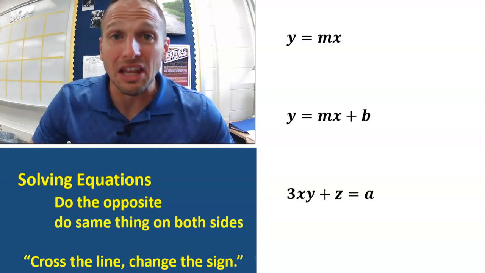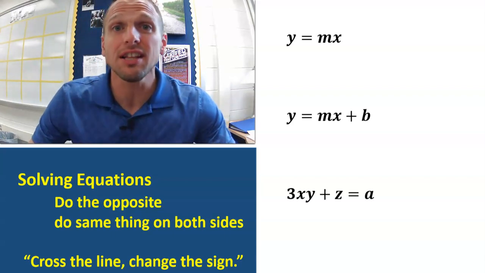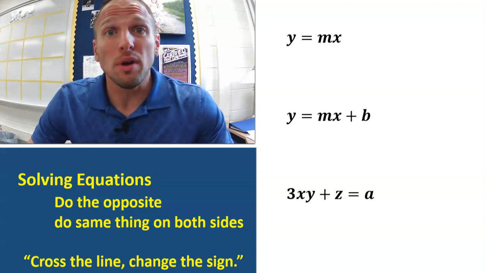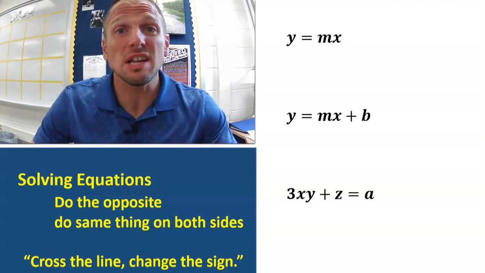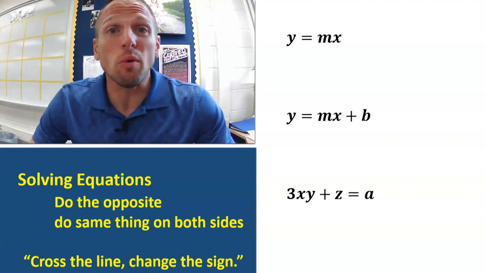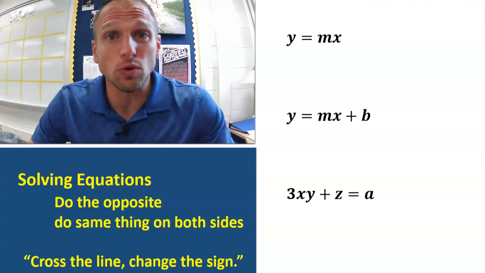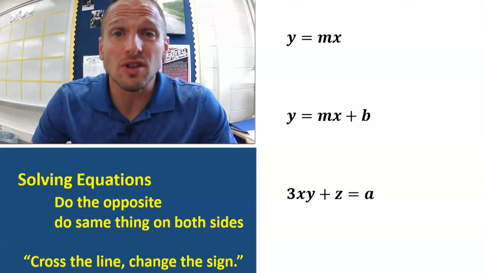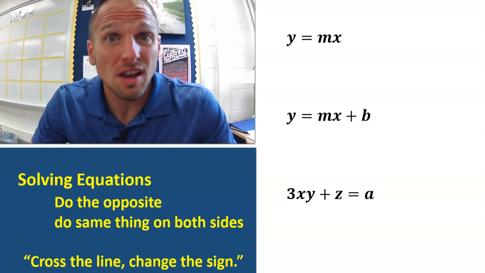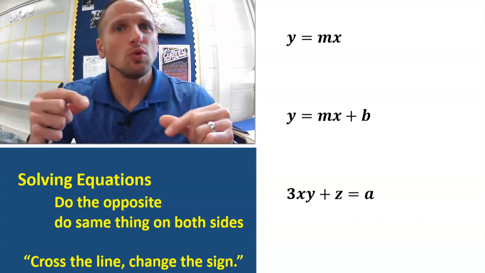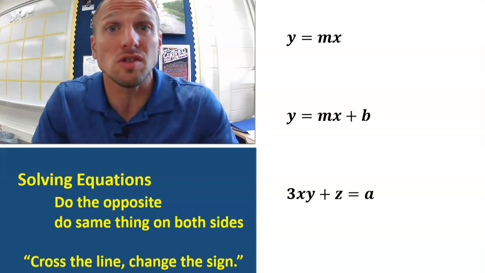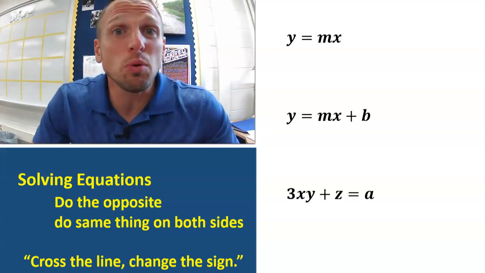Okay, I love this lesson. And this lesson is one that a lot of people think is really difficult, but trust me, this lesson is so easy. We've already been solving equations. We know the rules. You have to do the same thing, we have to do the opposite to get rid of something, we have to do it on both sides. We combined those two rules down into one pretty easy phrase: cross the line, change the sign, right? So today that's what we're going to do.